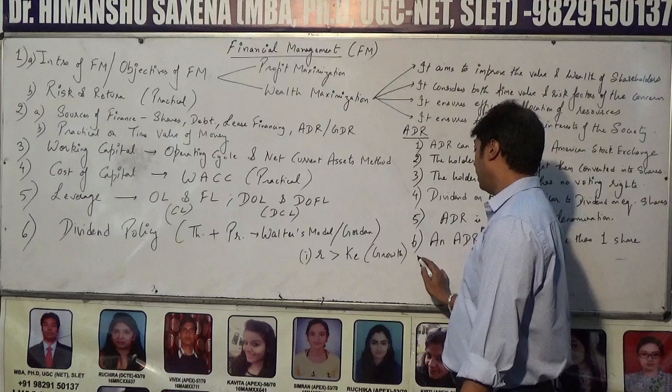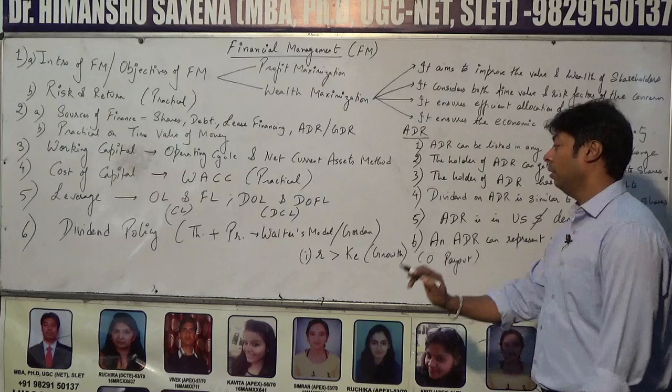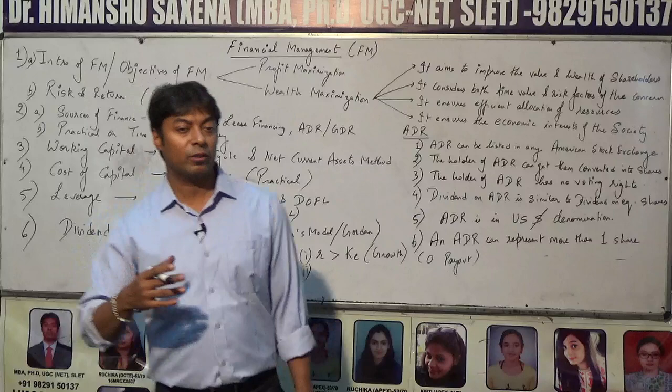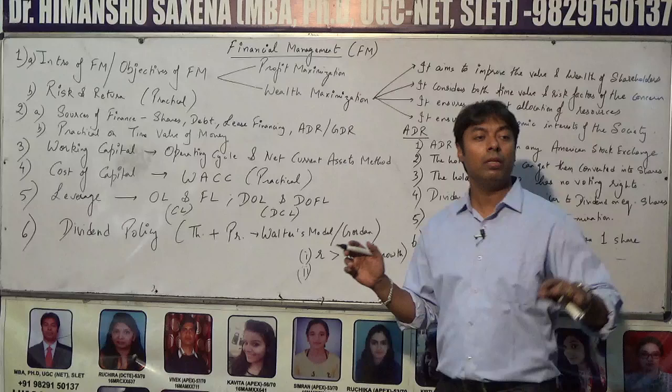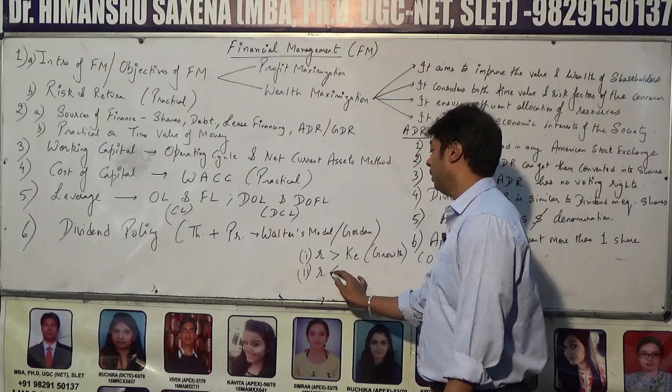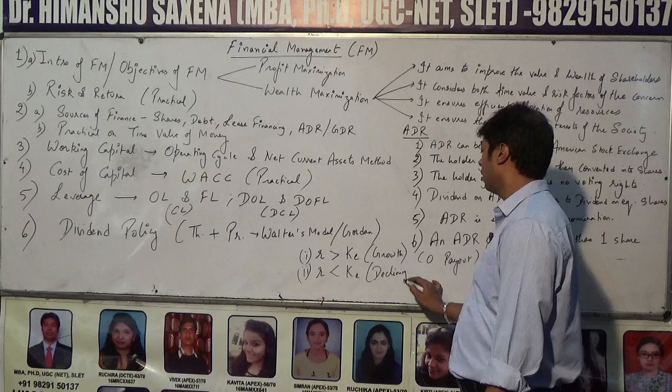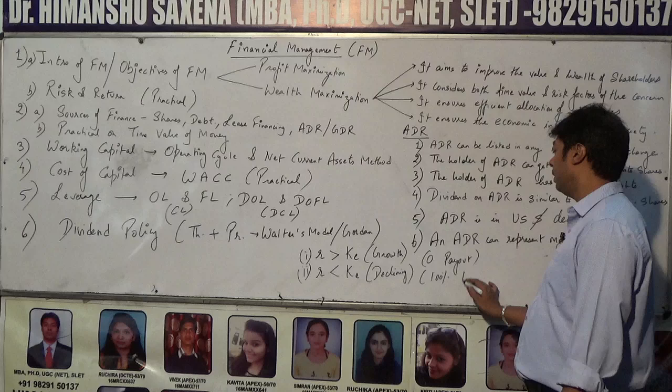be a zero payout in dividends, right? Because the company needs funds for further growth and expansion programs, so there should be a zero payout in dividend. We have discussed all these things in detail, but it is just to give you a brief insight about the dividend policy. If the rate is less than KE, that means that is a declining firm, and for a declining firm, there should be a 100% payout in dividends.